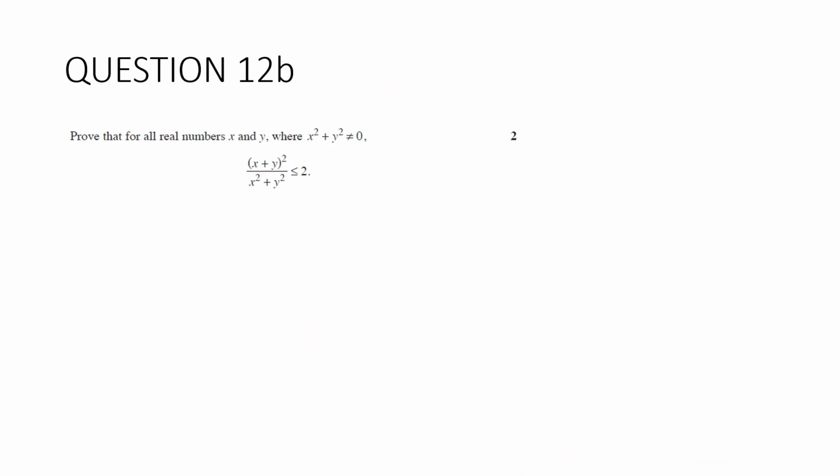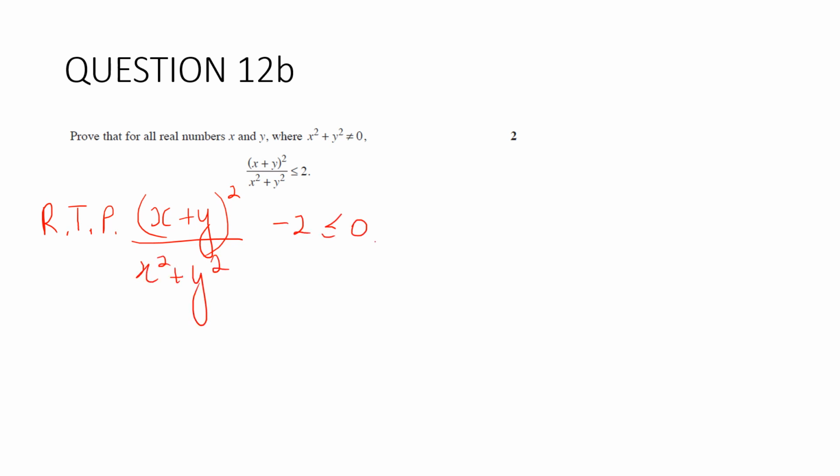Question 12b. Prove that for all real numbers x and y, where x squared plus y squared is not equal to 0, (x plus y) all squared all over x squared plus y squared is less than or equal to 2. A couple of different ways to do this, but I'm going to start with required to prove statement that (x plus y) all squared all over x squared plus y squared minus 2 is less than or equal to 0.